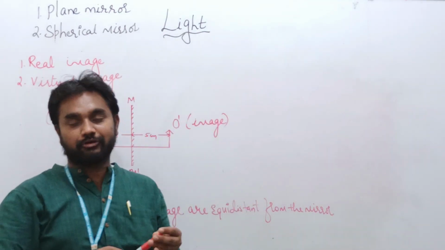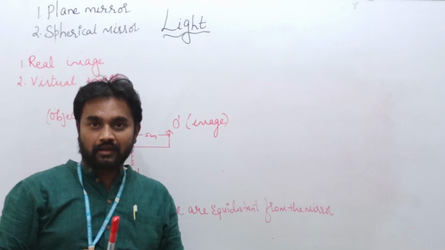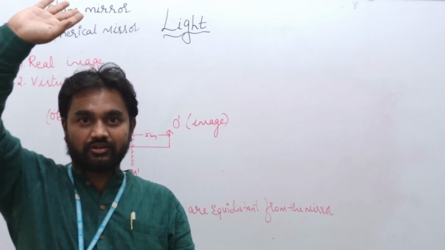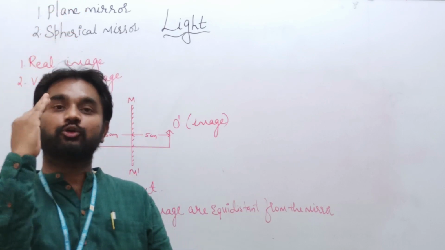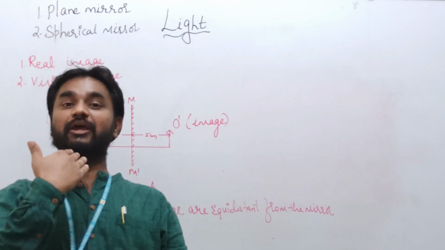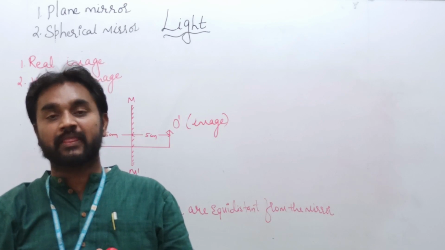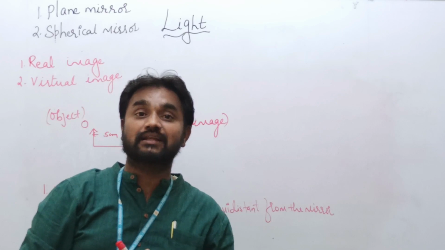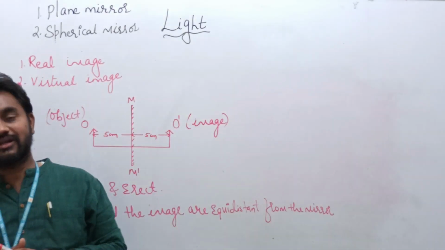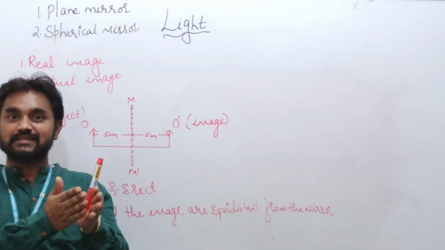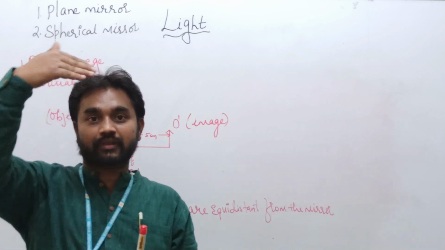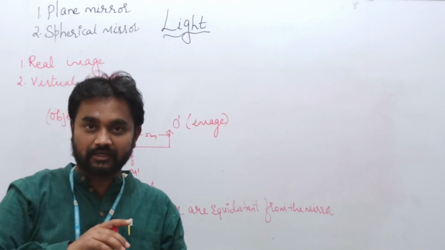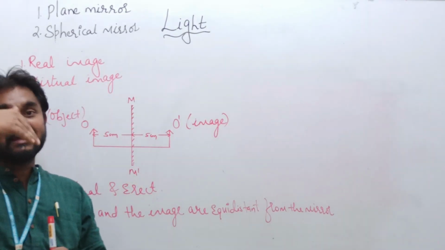Suppose you stand in front of a mirror and raise your right hand. In the mirror, the person is opposite to you, so it seems that you are raising your left hand, right? That is called lateral inversion. Lateral means side, inversion means reversal. Is that clear? The side will be inverted.